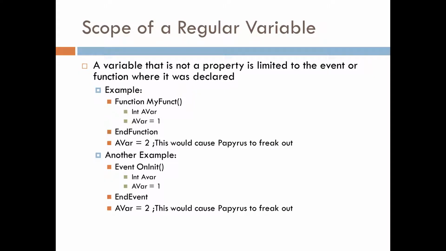So scope of a regular variable: it's just a variable that is not a property, and it's limited to the event or the function where it's declared. For example, I give two examples here, one with an event and one with a function, and if you call that variable outside of the event, it's going to cause the compiler for Papyrus and the Creation Kit to freak out and say, this doesn't exist. There is no avar, or whatever the message is going to be. We'll find out in the actual live coding portion of this.